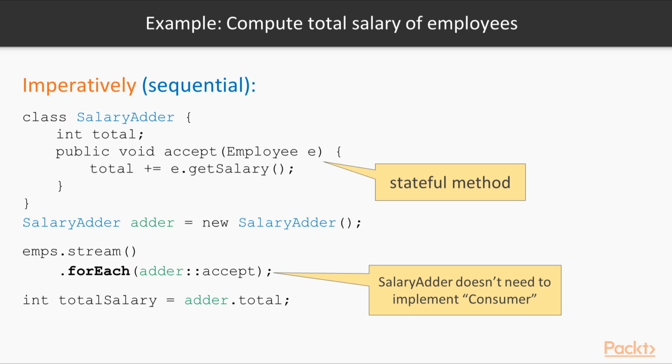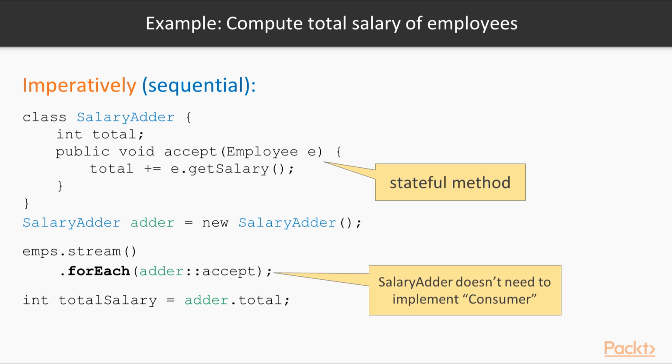So notice that this is definitely a stateful method because it updates a field of this object. Next, we instantiate such an object, the salary adder, and then on our stream, we just call forEach, which is going to perform internal iteration, and as our consumer, we pass the accept method of the adder object. In other words, we're going to run the accept method on every employee in the stream, and we expect at the end the adder object to contain the total salary of the employees.